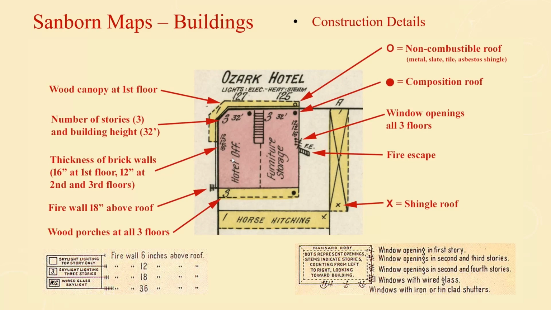Then in the middle there, you have a fire escape, FE, and then there's a symbol that looks like 3 lollipops with a slash through them. From the Sanborn key in the lower right corner, you see an explanation of those symbols. That indicates here that there were windows on that side of the building on all 3 floors.